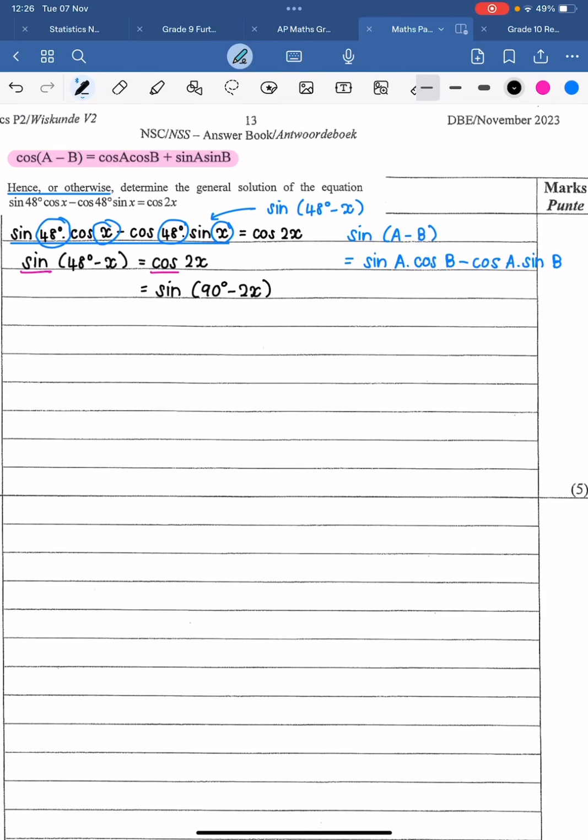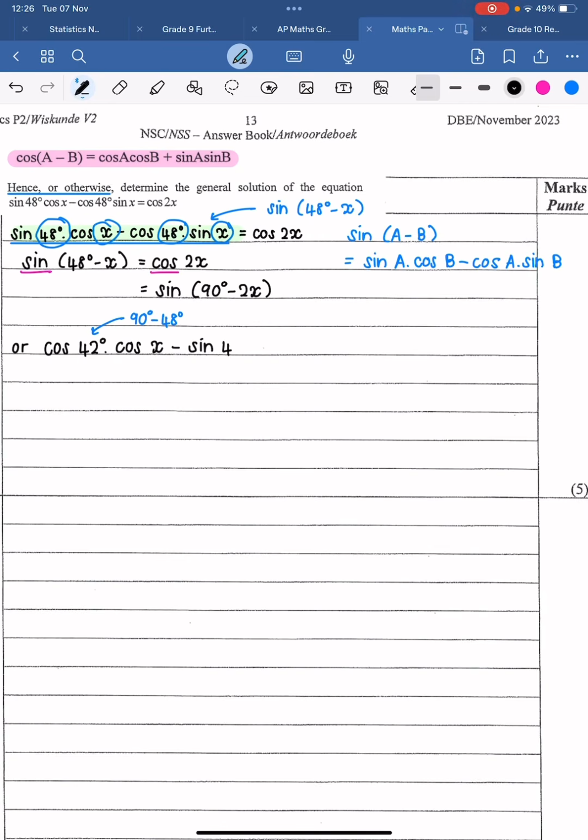But guys, something else that you could have done, if you wanted to keep it cos on the left equal to cos on the right, you could change this original expression that we have up here, sine 48 cos x. You could change this to cos 42 times cos x. What am I doing here? I'm using co-ratios, right? Because 42 is the same as 90 minus 48. So sine 48 and cos 42 are equal to each other. And you could then do the same with the cos 48.